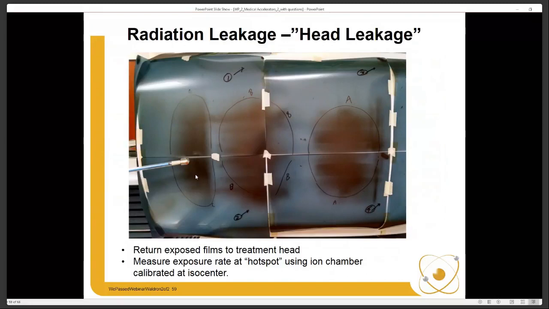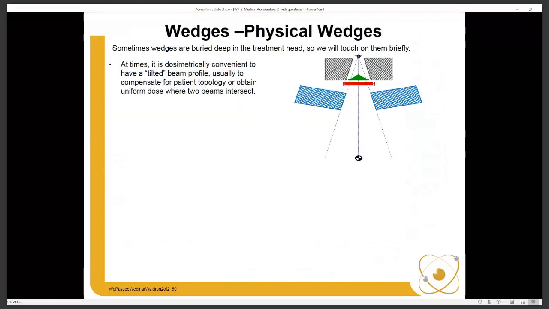I don't recall the exact value I got in this case, but it was well below that regulatory limit. The other sort of not quite inside the LINAC thing we said I would talk about here is wedges.